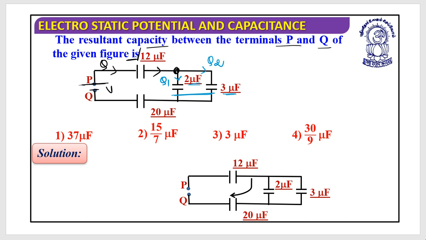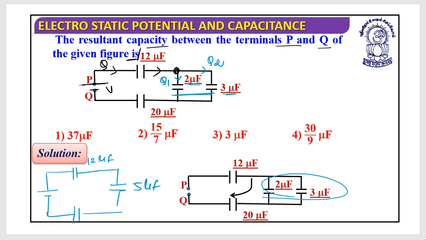So if these two are connected in parallel, this is 2 microfarad and 3, then my circuit should change as, first find out the value of 2 microfarad and 3. They are in parallel, so they must be replaced with 5 microfarad. I hope this is clear. So the situation is that this is P, this is Q. This must be a 12 microfarad. This is 5 microfarad, the equivalent of this, and they are connected with 20 microfarad.